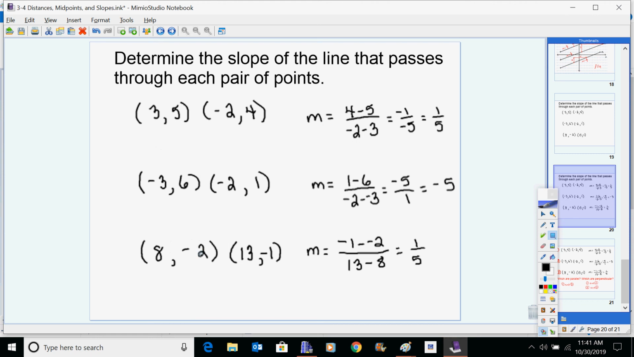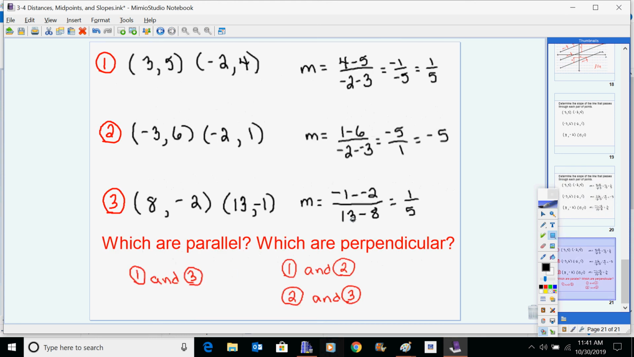And then which ones are perpendicular? 1 and 2. Okay. Also, what else? 3 and 2. Good. So just to finish this off, 1 and 3 are parallel lines because their slopes are equal. 1 and 2 are perpendicular, but 2 and 3 are also perpendicular. And if the slope came out to be something that was not equal and wasn't a negative reciprocal, it would be neither one. And that will wrap up what we've got for today.